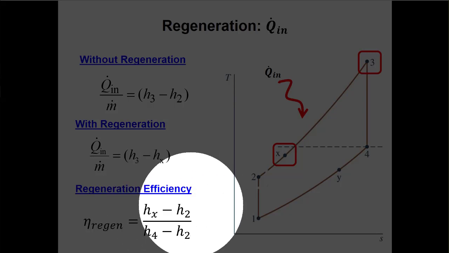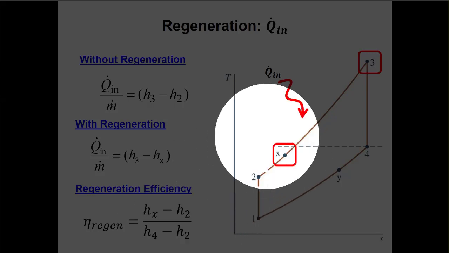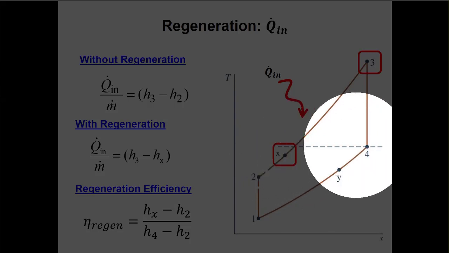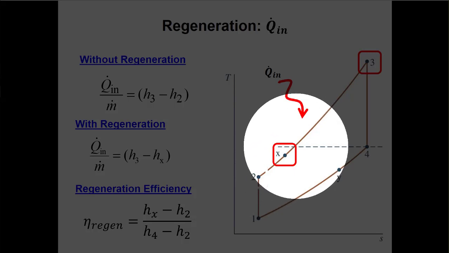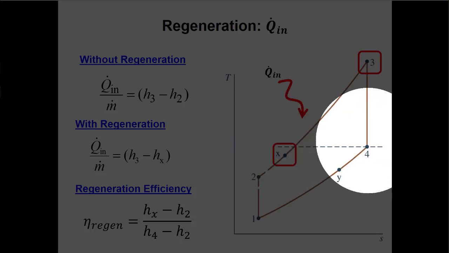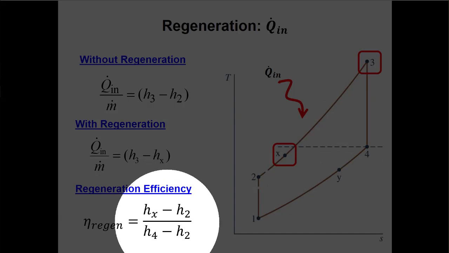So here we talk about the actual amount of heat, right? That's Hx minus, so the H out minus H in of the regenerator, divided by the maximum amount of heat we could transfer, right? Now, since state 4 is the highest temperature of the exhaust gas when it goes in, the highest temperature state X could have, the highest enthalpy state X could have, is equal to the enthalpy at 4. Right? So this regenerator efficiency is going to be Hx minus H2 divided by H4 minus H2.